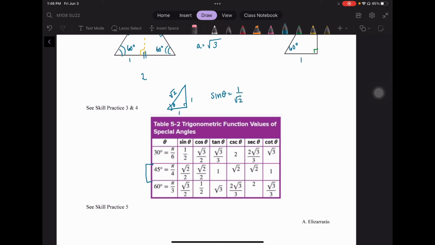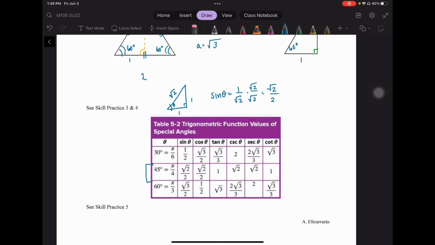But we always rationalize the denominator. We do not want to have the radical in the denominator, so then we would multiply by root 2 over root 2, and that simplifies to root 2 over root 4, or just 2. So that's where that root 2 over 2 comes from.